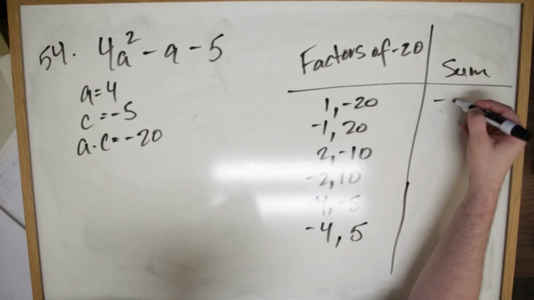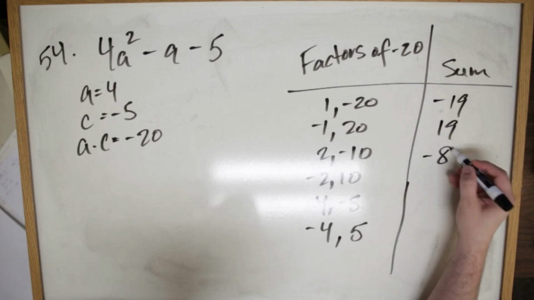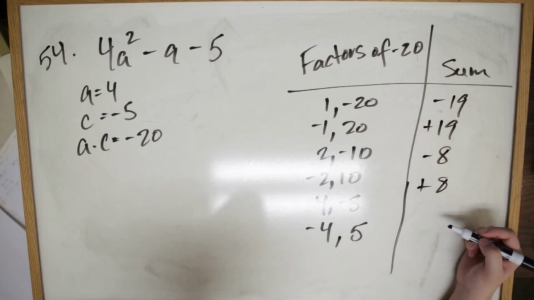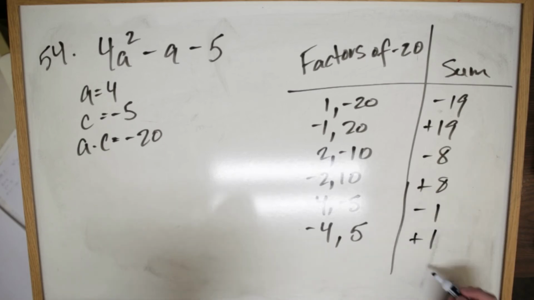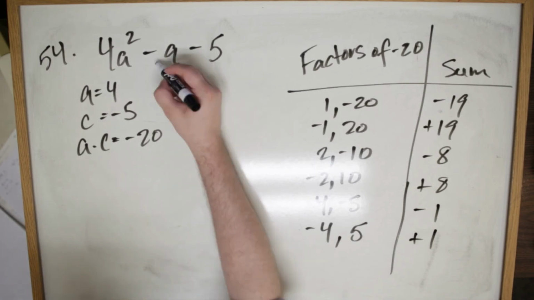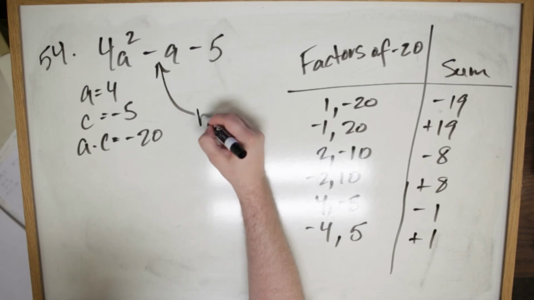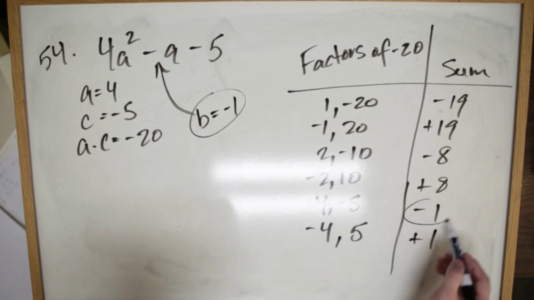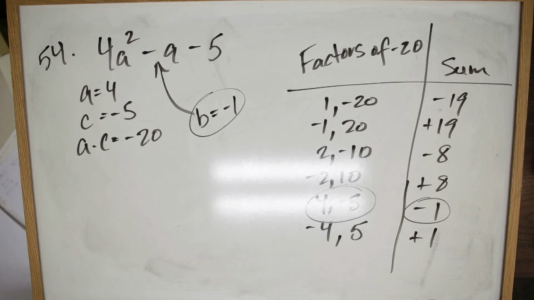minus 19, positive 19, minus 8, positive 8. You don't need the positive sign, I'm just putting it in there. But minus 5, this is going to be a minus 1, and then this is going to be a plus 1. So again, we're going to compare the coefficient. So b in this case is equal to a minus 1, and we want that to match this. So this is what we're using. Okay, 4 and the minus 5. We are using 4 and minus 5.